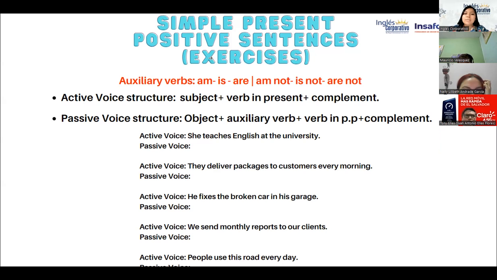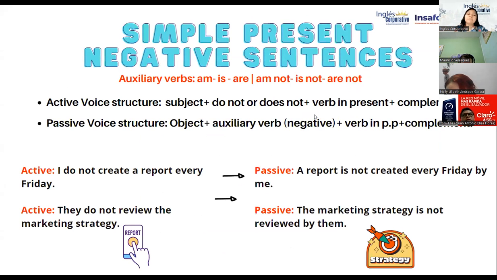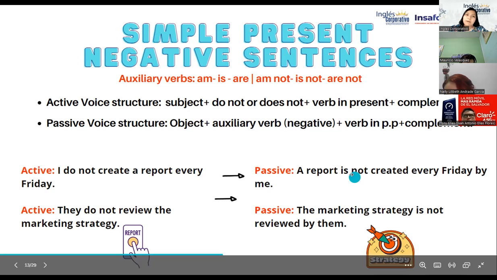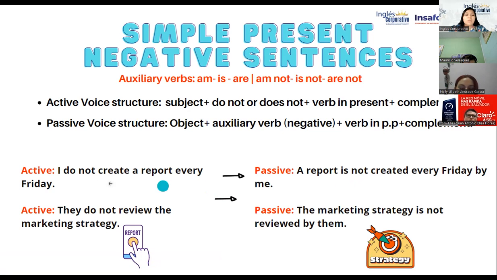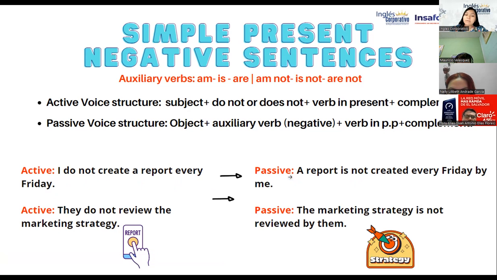Okay, guys. So this is when it comes to positive. But now we also have the negative. And with the negative, we follow the same. The only thing that we change is the negative auxiliary. That's all we do. For example, I do not create a report every day and they do not review the marketing strategy. So passive voice for I do not create a report every day. A report is not created every Friday by me.